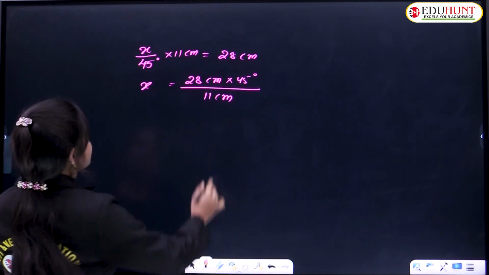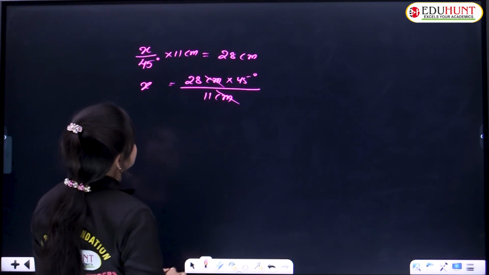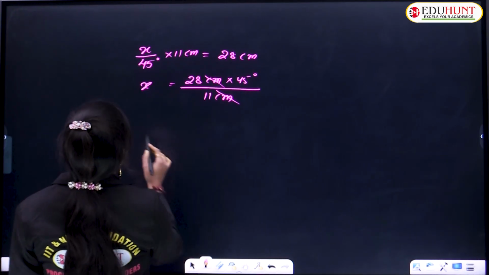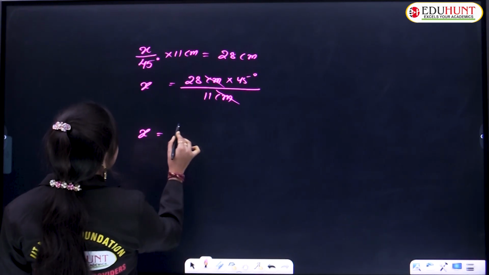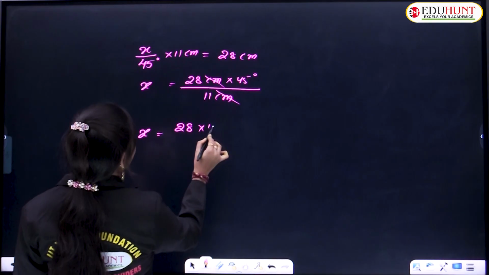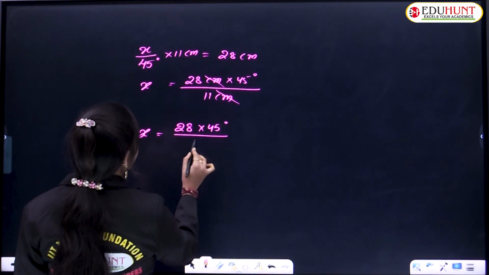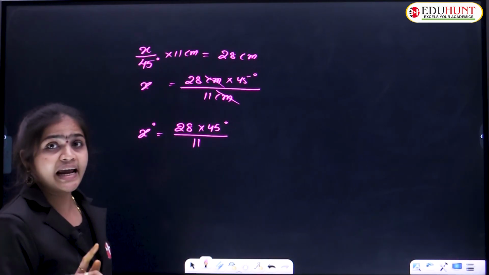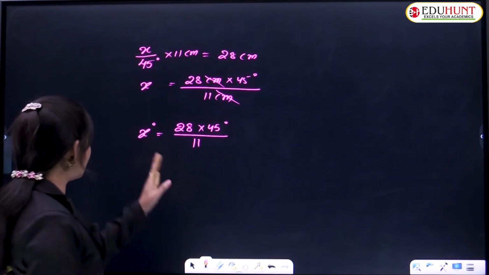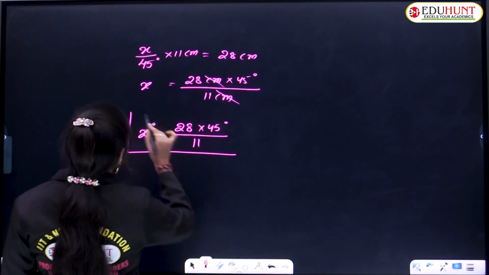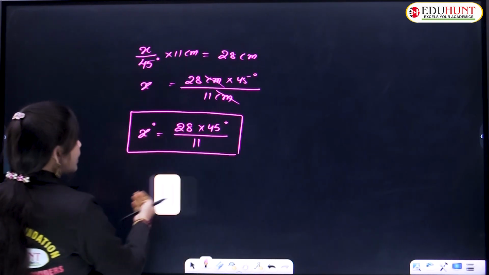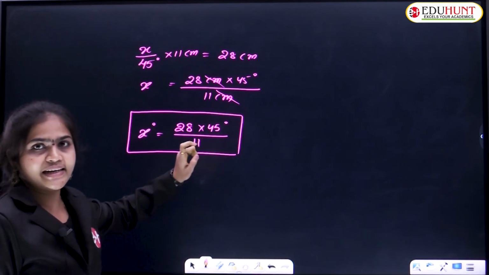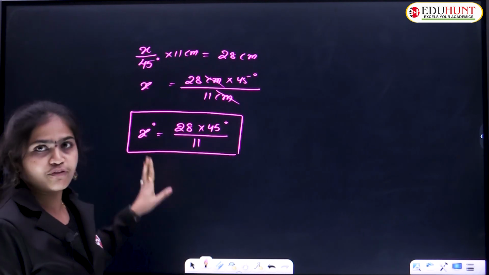Clear? Now centimeters get cancelled. Is there any other cancellation possible? No, cancellations are not possible. Then x is equal to 28 into 45 degrees by 11. This is the angle. No need to take the product and don't do any cancellations also. Leave it like this. This is the angle of a sector. For easy calculation, don't take any product and don't do any division here.